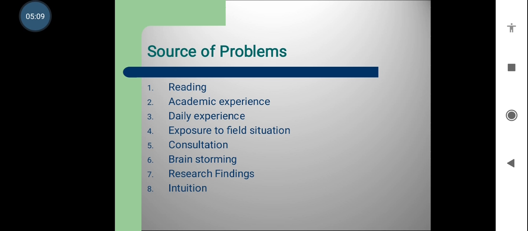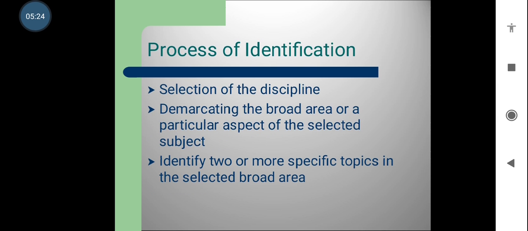Sometimes new ideas may strike one's mind like a flash. A reflective mind is a spring of knowledge. So these are the sources of problems. Then we are moving on to the process of identification. The process of identification of problems for academic research may consist of the following steps. One is selection of the discipline. The second is demarcating the broad area or a particular aspect of the selected subject. And the third is to identify two or more specific topics in the selected broad area.